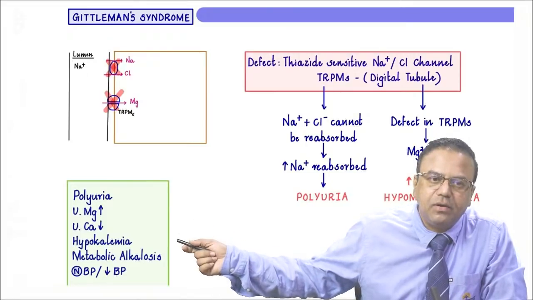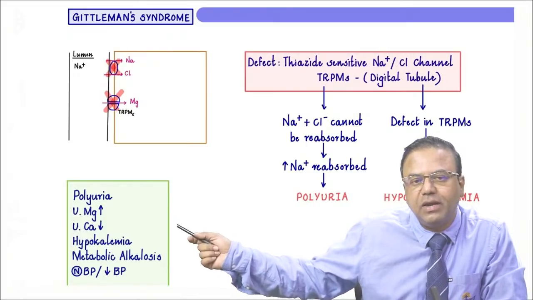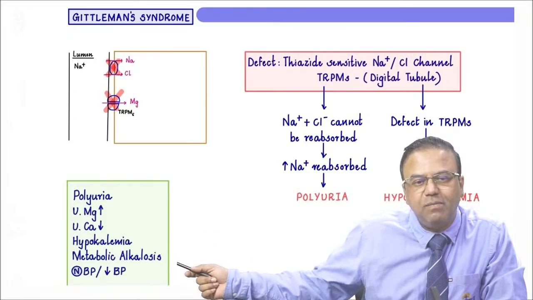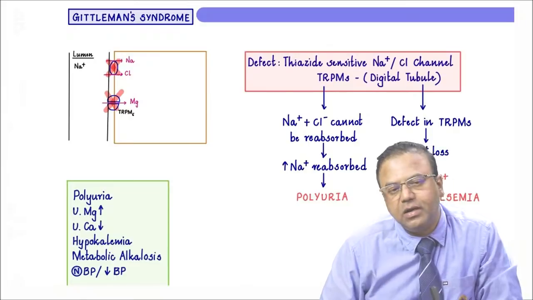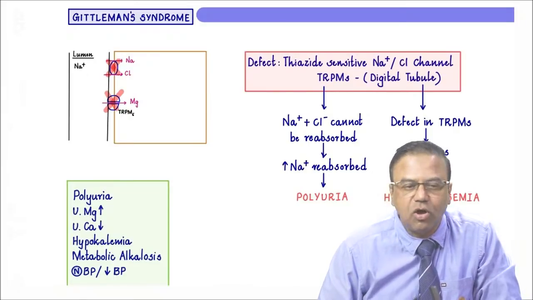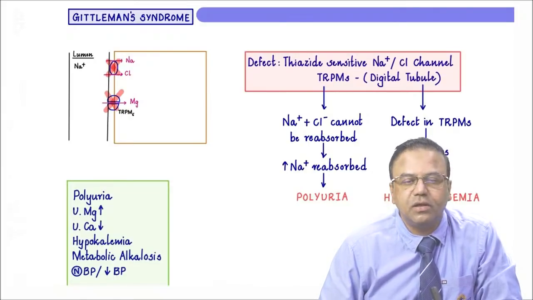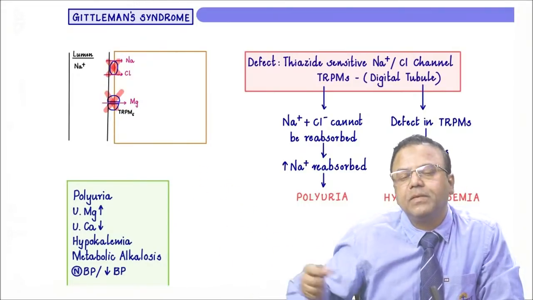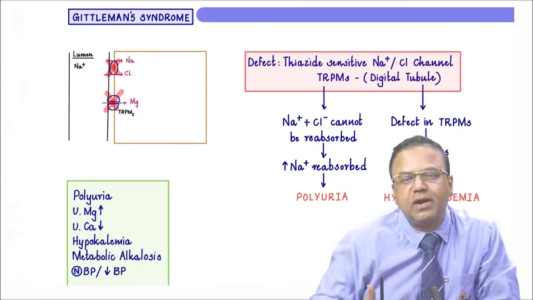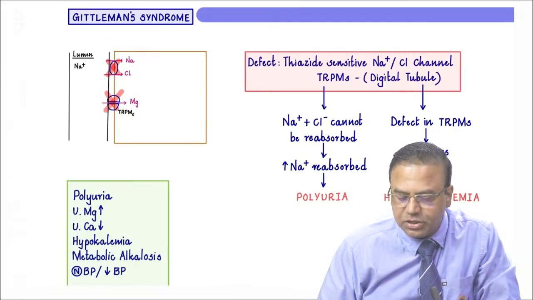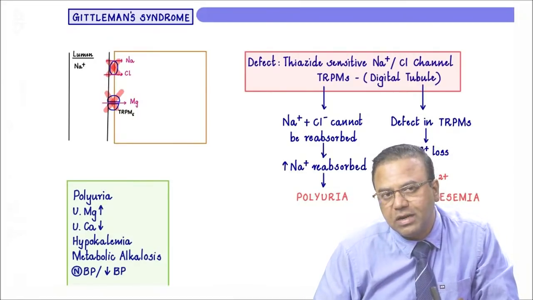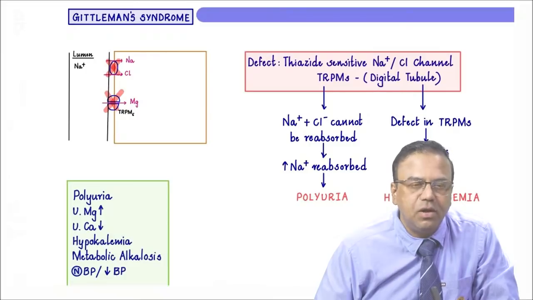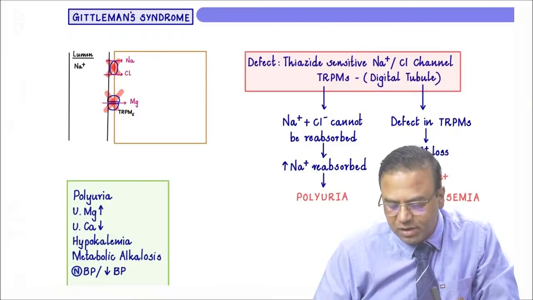Anyway, coming back over here, this is a condition with high urine magnesium, low urine calcium, hypokalemic alkalosis, and this patient generally tends to have a normal blood pressure. This is because there is no retention of sodium. There is a channel which is not reabsorbing sodium. With loss of sodium in the urine, if the body sodium starts decreasing, you cannot get hypertension. So Gittleman's is another condition that will not come with hypertension. Our MCQ was telling hypertension, so Gittleman's is ruled out, Bartter's is ruled out, these two are definitely out.